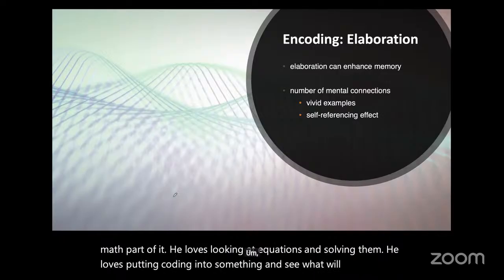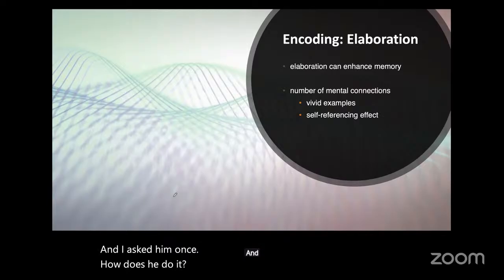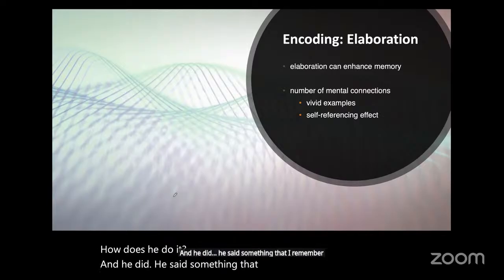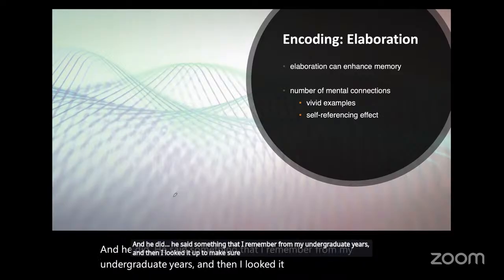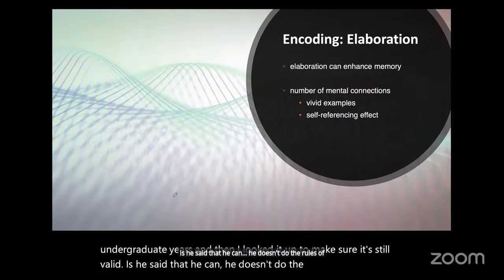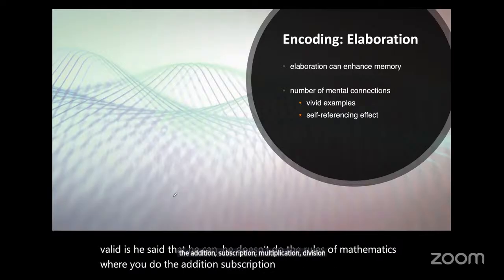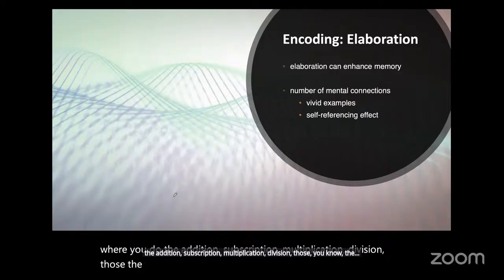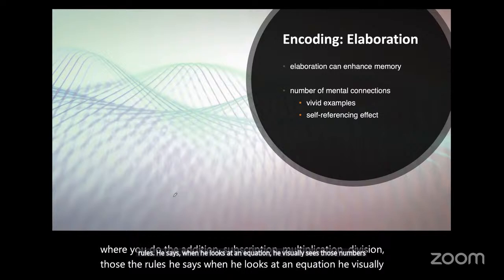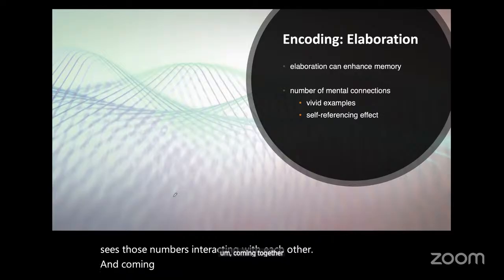And I asked him once how he does it. And he said something that I remember from my undergraduate years, and then I looked it up to make sure it's still valid. He said that he doesn't do the rules of mathematics, where you do the addition, subtraction, multiplication, division. He says when he looks at an equation, he visually sees those numbers interacting with each other and coming together in some type of visual spatial representation.